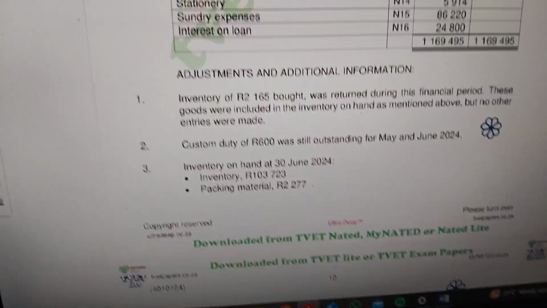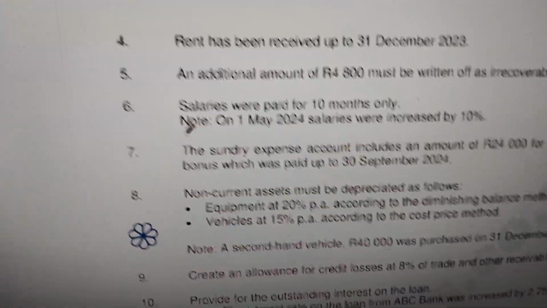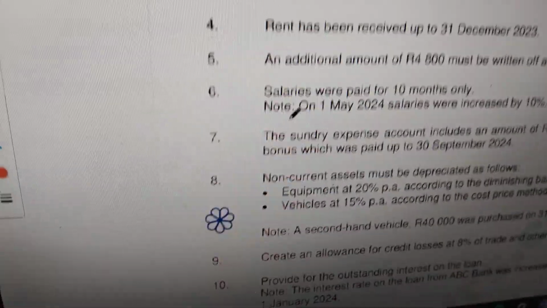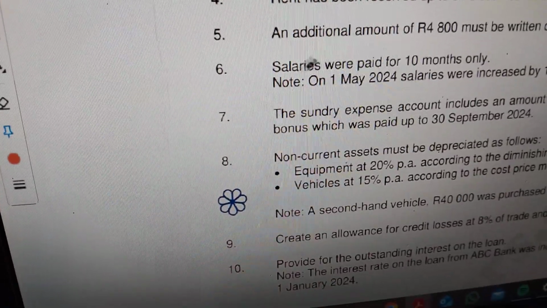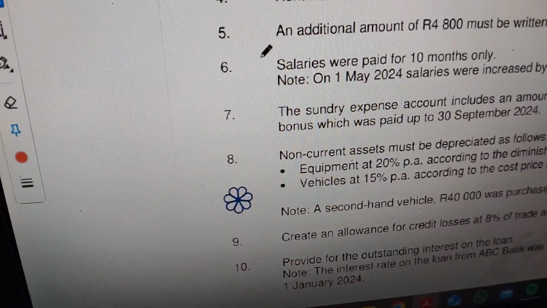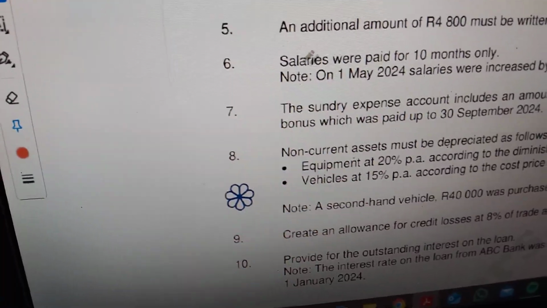Before we go to the sundry expense, we jumped this one, the credit losses. I'm just going to edit here. Credit losses. Let's see what they say about the credit losses.